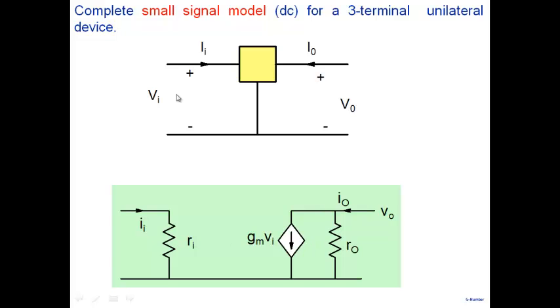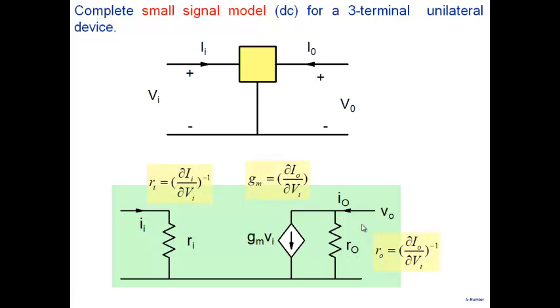What you see here is that from the input side, your three-terminal device appears as a resistor Ri, and from the output side, it appears as two elements. One is a voltage controlled current source GmVi, which denotes the fact that Io is dependent on Vi. And Io is also dependent on Vo, and that gives rise to this particular element. So these are the elements that you get here.